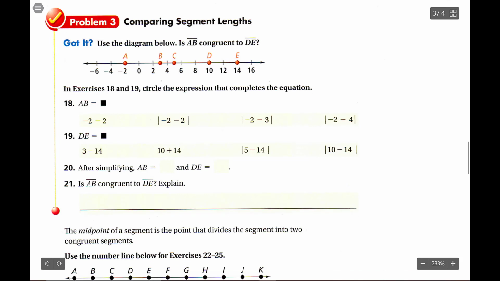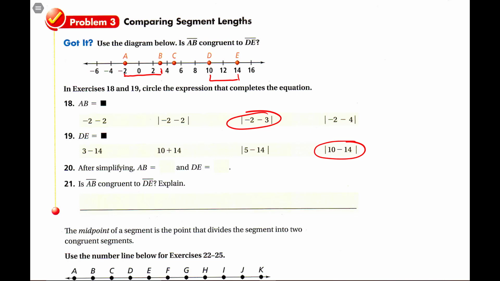Problem number 3, comparing segment lengths. So in exercises 18 and 19, we're going to circle the expression that completes the equation. AB is from -2 to 3. So that has to be the absolute value of -2 minus 3. DE goes from 10 to 14, so that has to be absolute value of 10 minus 14. Remember, we're using the definition of distance, so it has to include the absolute value.